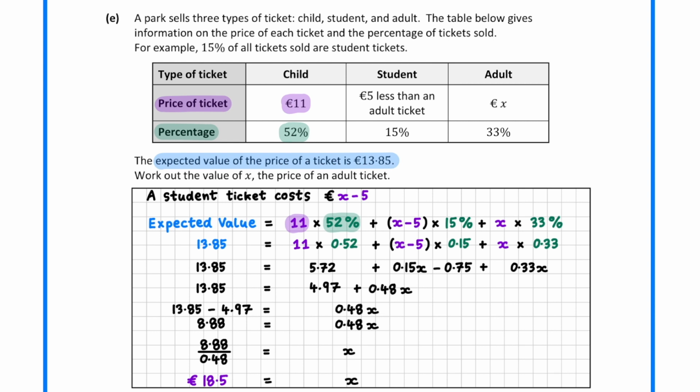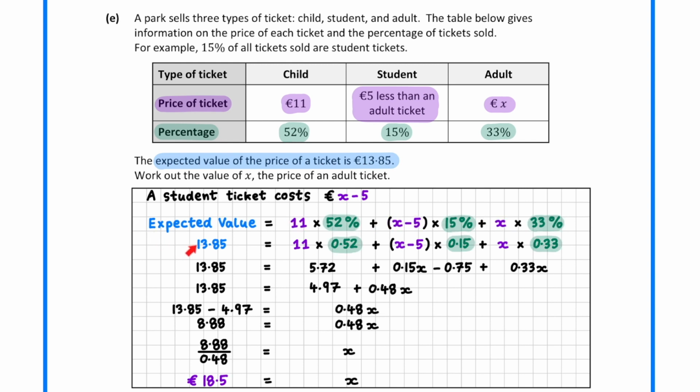For the child ticket, we get 11 times 52%. For the student, we get X minus 5 times 15%. And for the adult, we get X times 33%. The expected value is equal to the sum of these 3 terms.